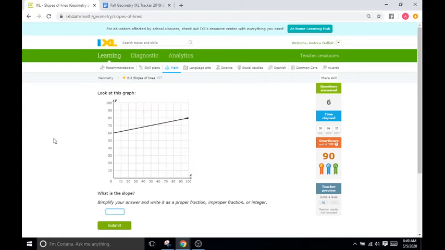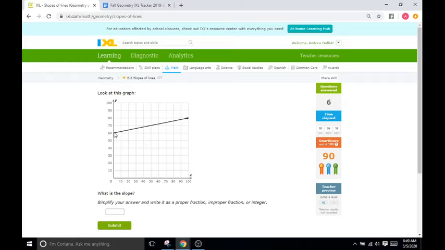Okay, look at this graph. What is the slope of the line? Okay, well, what you can do for this one is you can identify where exactly the line is changing, or I guess more specifically, how the line is changing. So we'll choose a point, maybe where the line intersects here on the graph, and it looks like it's going to intersect at 0 and 60.